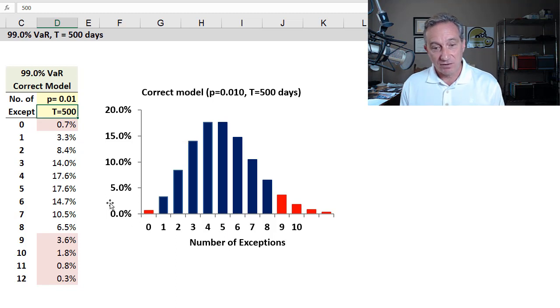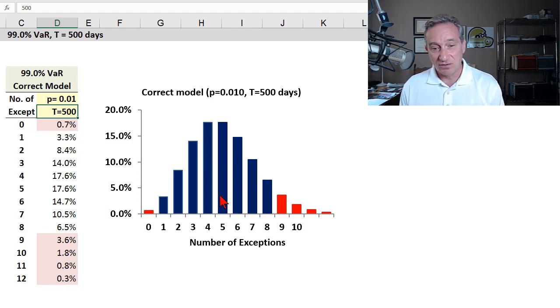And for 500 days, this binomial has a mean of 1% multiplied by 500, or 5 days. So that's right here, pretty much in the middle, is 5 exceptions. In other words, if we look back over 2 years, and we happen to observe 5 exceptions for our 99% VaR model, that's pretty much exactly what we expect. And so we would accept this as a good model, or statistically we would fail to reject the null hypothesis that this is a good model.